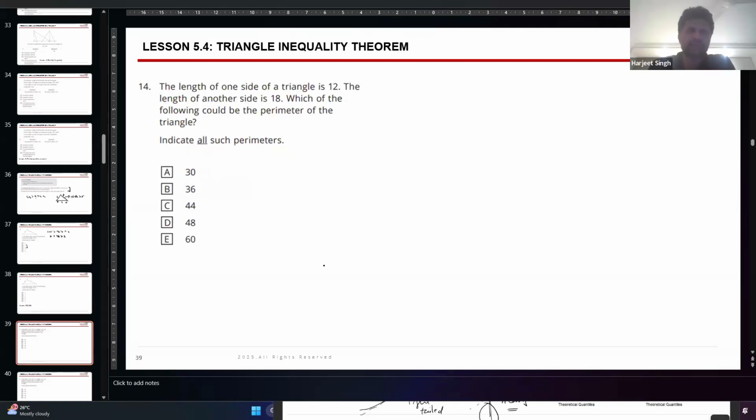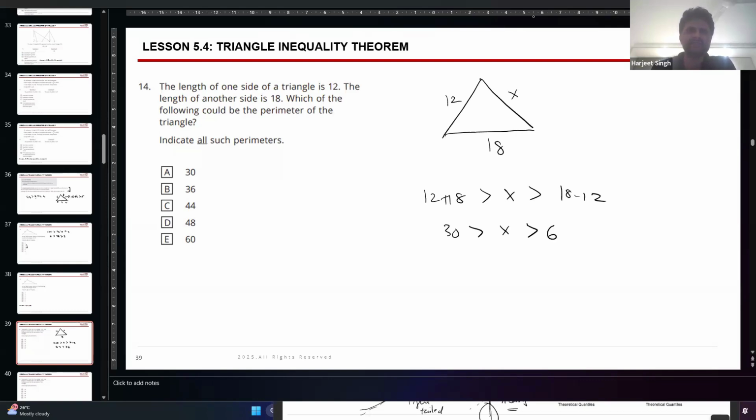Let's see. Next one. Length of a side of a triangle is 12 and the other side is 18. Which of the following could be the perimeter of the triangle? Let the third side be x. So can I say we have a range of values for x? X should be greater than the difference and less than the sum. Which means x is less than 30 but greater than 6.